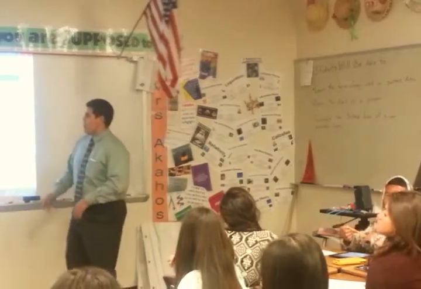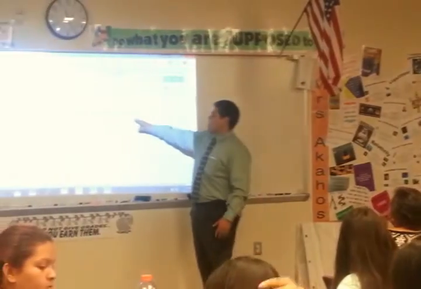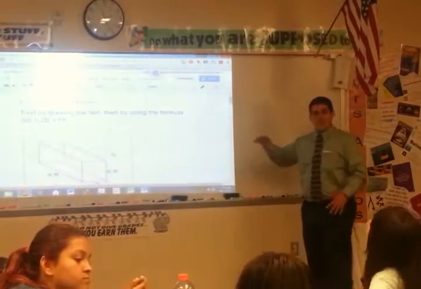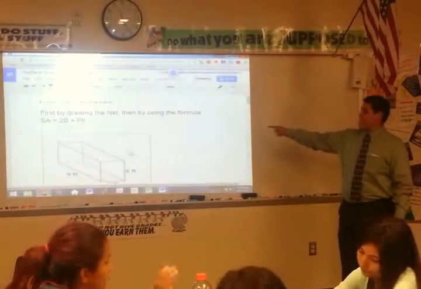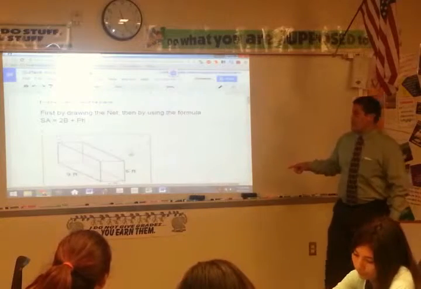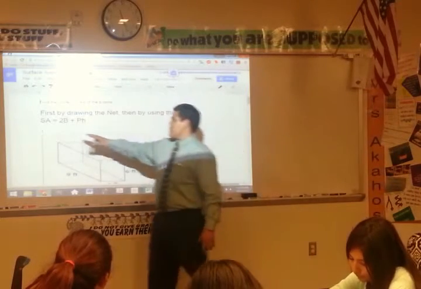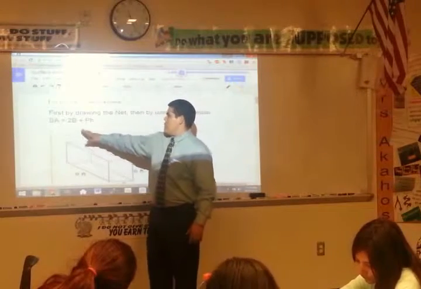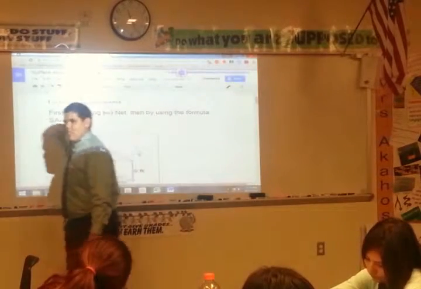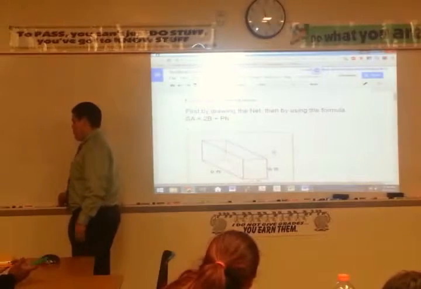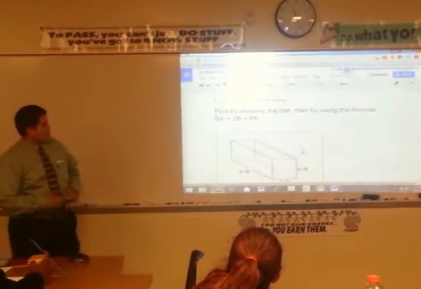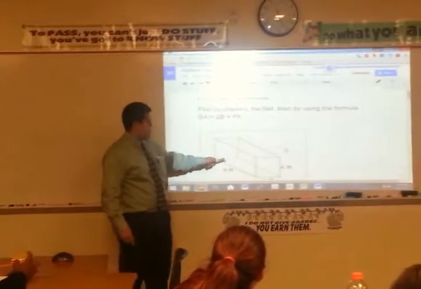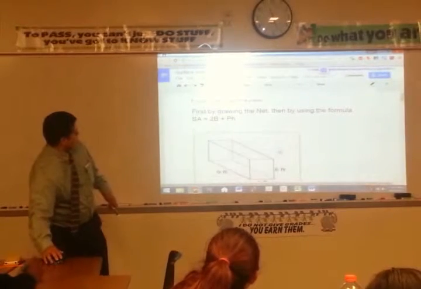to go over today. So the first one today, we're going to do this. First we're going to solve the surface area by drawing the net. And then we're going to solve the surface area by using this formula here. Surface area is equal to 2 times the base plus ph. But what is this base? What does this big B mean here? The base. But what does that mean according to a prism? So according to this prism, what would the base be?